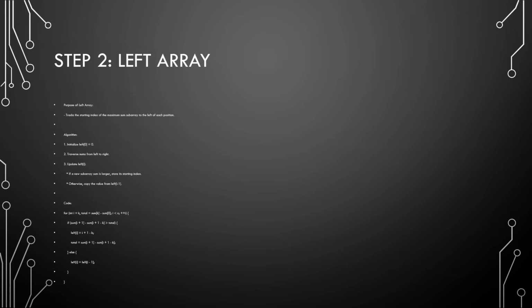In step 2, we build the left array. The purpose of this array is to keep track of the starting index of the maximum sum subarray to the left of each position. We initialize the first element and then traverse the array. For each element, we check if a new subarray sum is larger, and if so, we update the left index accordingly. This helps us efficiently retrieve the best left subarray at each position.